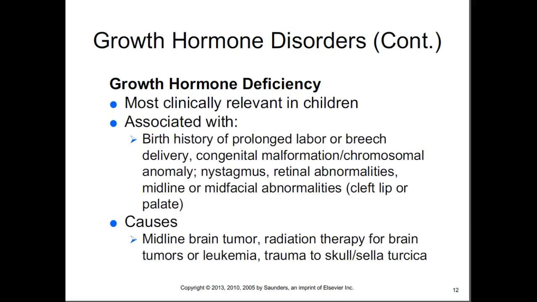So growth hormone deficiencies are most clinically relevant in children because clearly if children are not receiving growth hormone, then they are not going to reach their maximum potential height. So it could be associated with a birth history of prolonged labor or breech delivery, some congenital malformation or chromosomal anomaly, nystagmus, retinal abnormalities, midline or midfacial abnormalities such as cleft lip or cleft palate. Another would be a midline brain tumor, which could affect the pituitary gland. Radiation therapy for brain tumors or leukemia, or trauma to the skull or sella turcica, which is where the pituitary gland is housed, right?